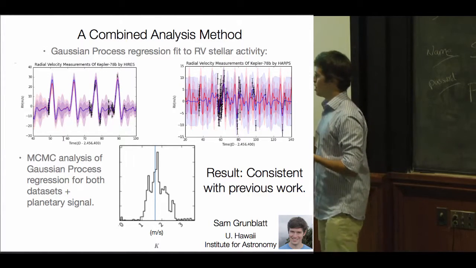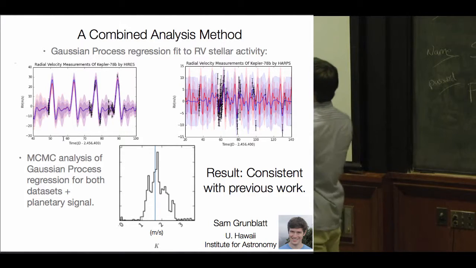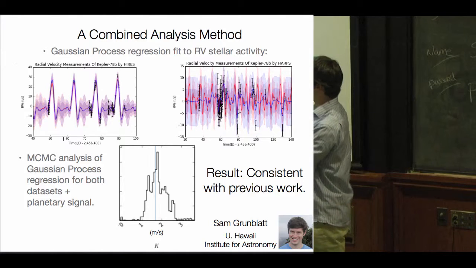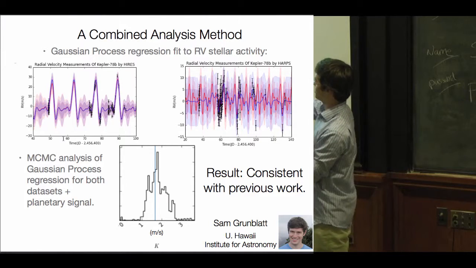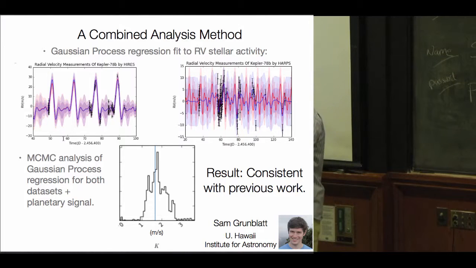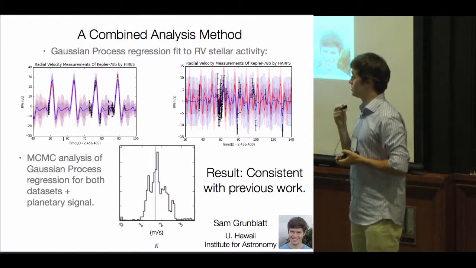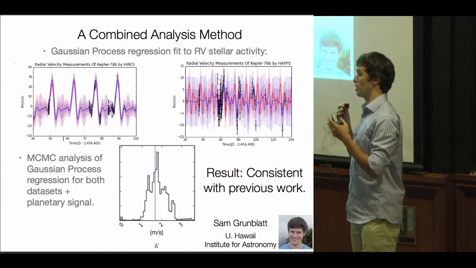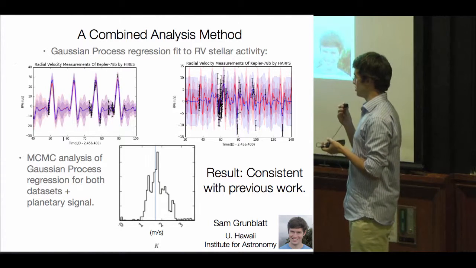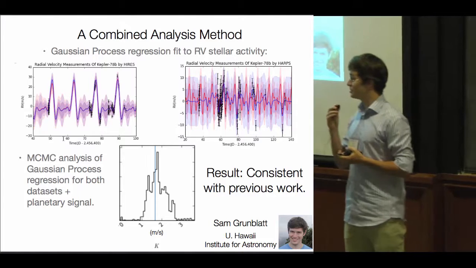And by fitting both the HIRES and HARPS with an MCMC analysis, after I subtracted the planetary signal, I was able to fit both of them with their own Gaussian processes, and then with one single planet parameter. And by doing that, I was able to extract the planetary signal with about 25 to 30 centimeters per second precision, which corresponds to a detection of about 6 sigma. So it was a good improvement over the previous studies.